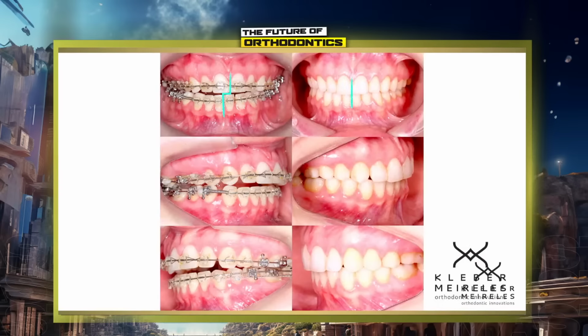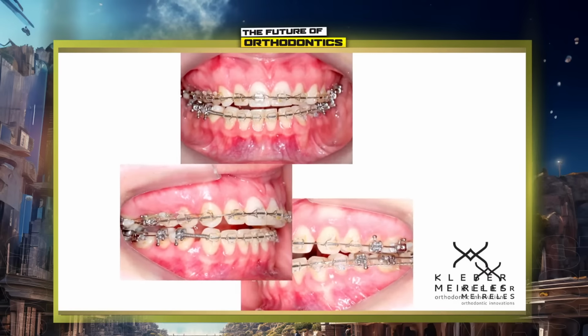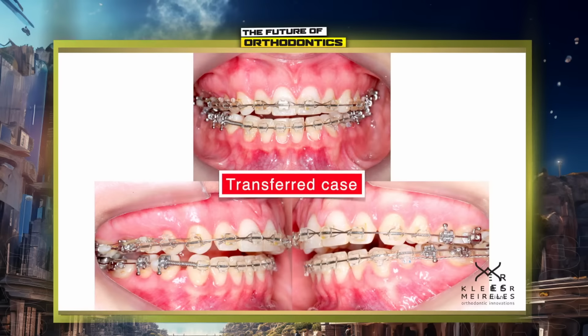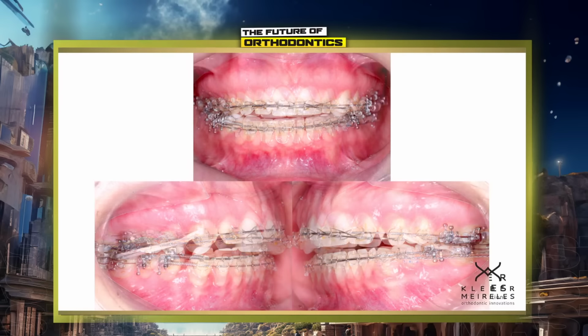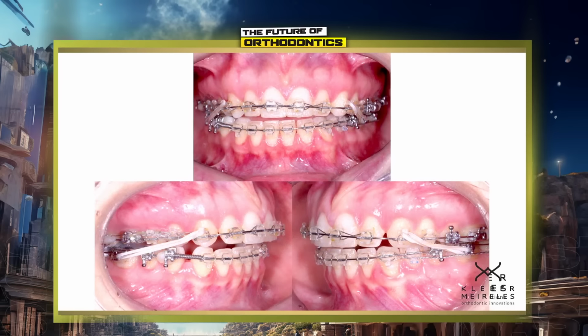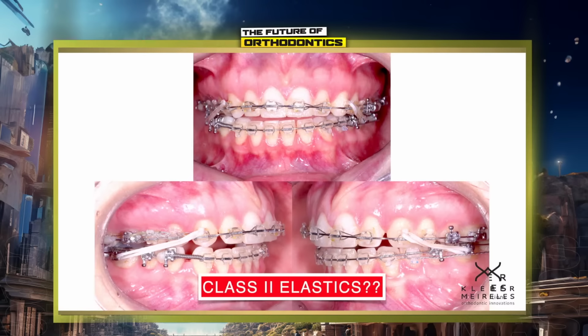Last case to show you. Again, same strategy. I'm going to just give you another tip here. Avoid at all costs using this type of mechanics. The coil springs, they are very bad in many situations. They will give you something like that. Elastics, they are very bad in several situations also.